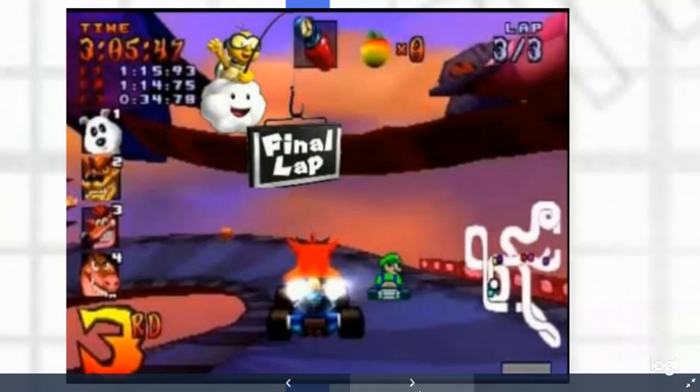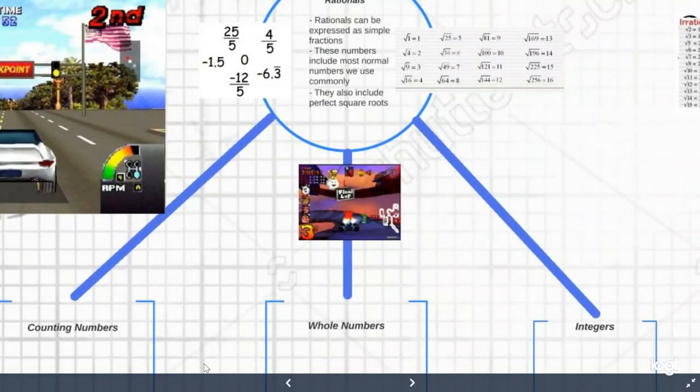All right, now let's see here. Final lap. Okay, so this is the last step. We're going to figure out three groups of rational numbers. These three groups are counting numbers, whole numbers, and integers.